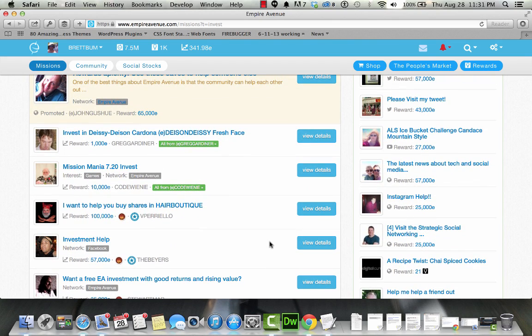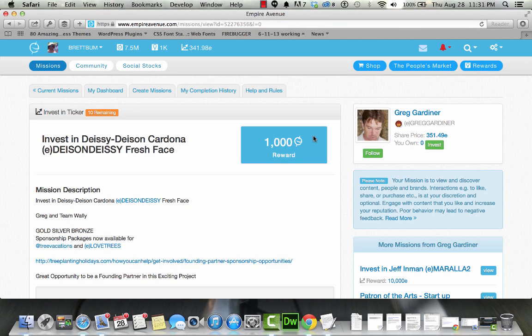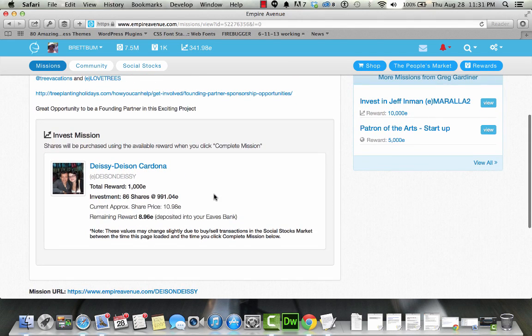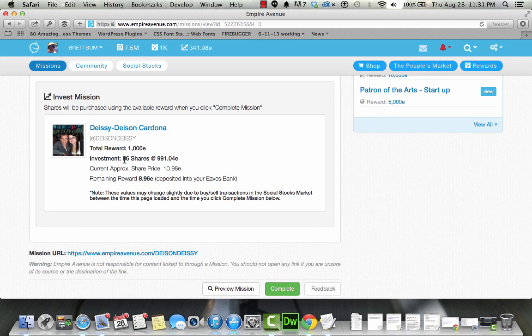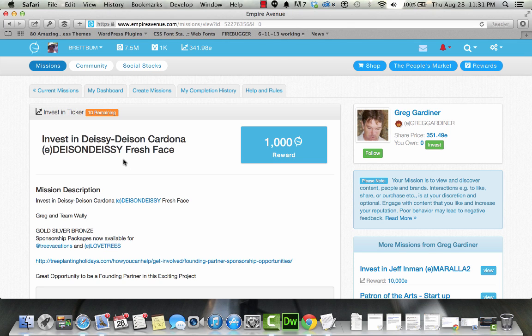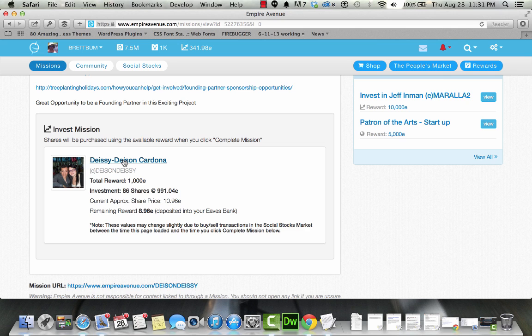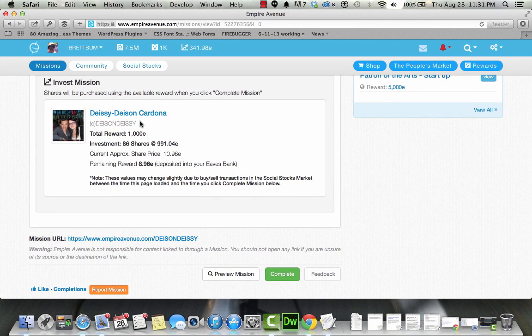And as we scroll down, all of the investments that we see through here are investment-related missions. That means that when we view one of these missions, and I'll take a look at one real quick from a player named Greg Gardner, we see that he's offering to pay us, essentially. He's giving us 1,000 Eves to invest in a person called Desen Cardona. And to do that, with those 1,000 Eves, we'll instantly purchase stock, 86 shares, in her particular Empire Avenue account. So if you consider this for just a second, there's a player, and he is essentially offering to introduce us to another player by investing in that person in Empire Avenue. And for our investment, we get some social stock in this Desen Cardona person.